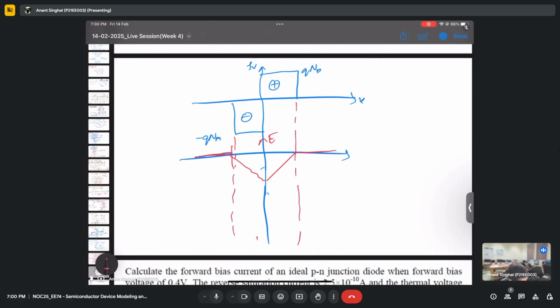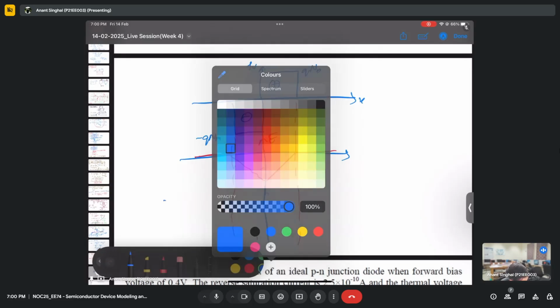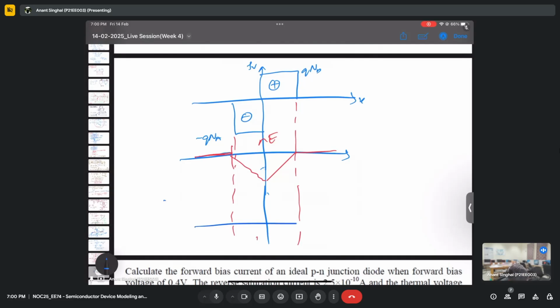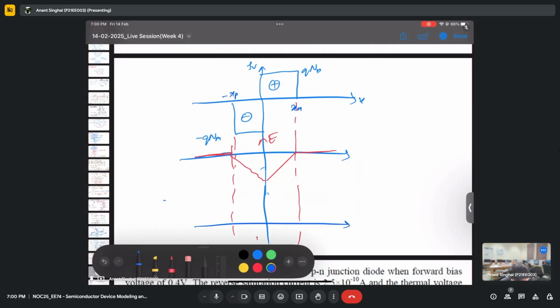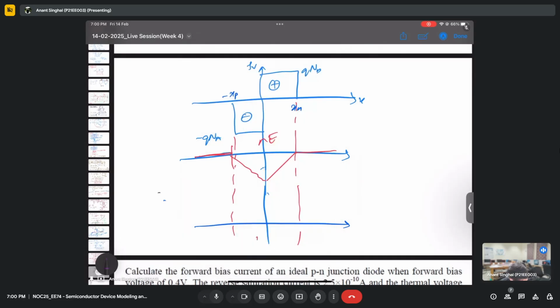So this is electric field, and similarly if I change the color once more, for potential, so this point is xn. Similarly, the potential will be something like this, parabolic. The energy is minus qV, so the band diagram that you will see is going like this, right? So this is a negative of that. So this is Vbi only, and this is the potential profile versus x. Any doubt on this page?